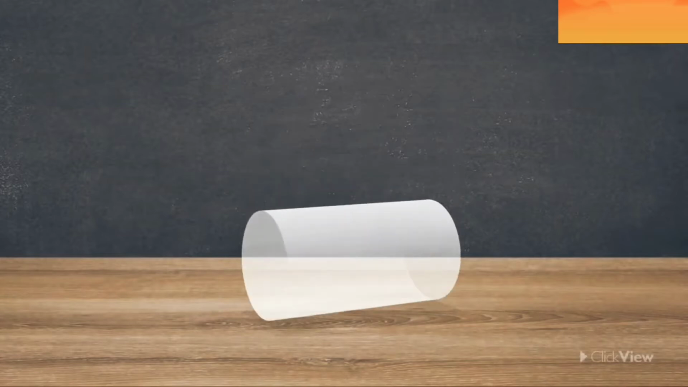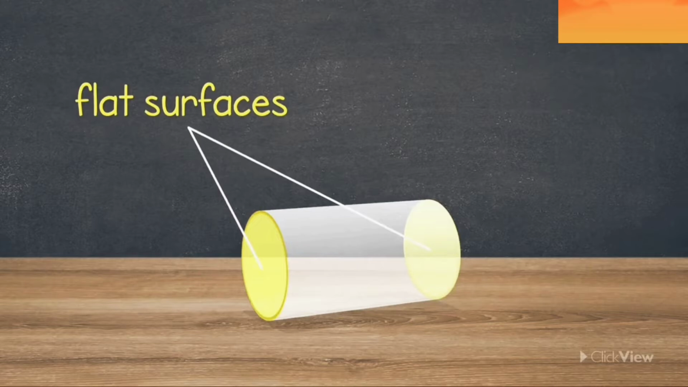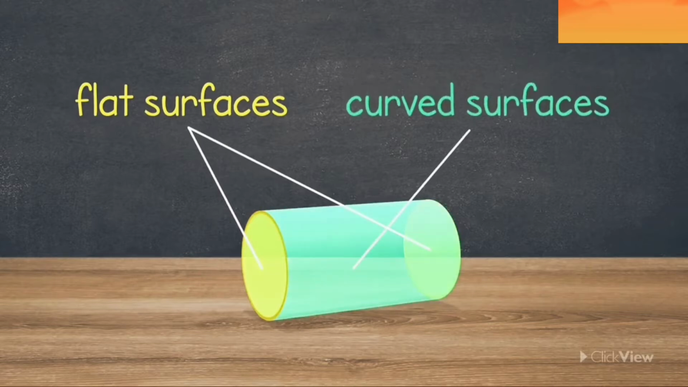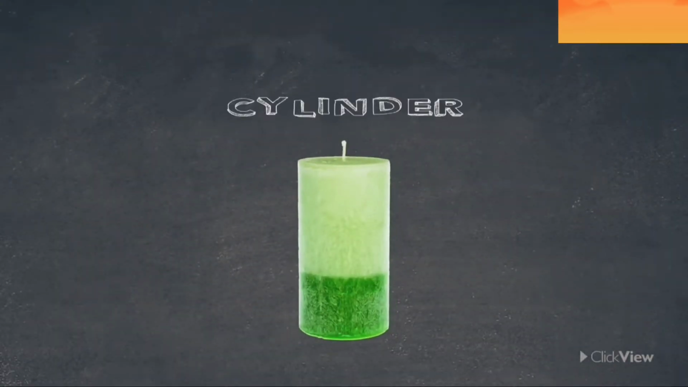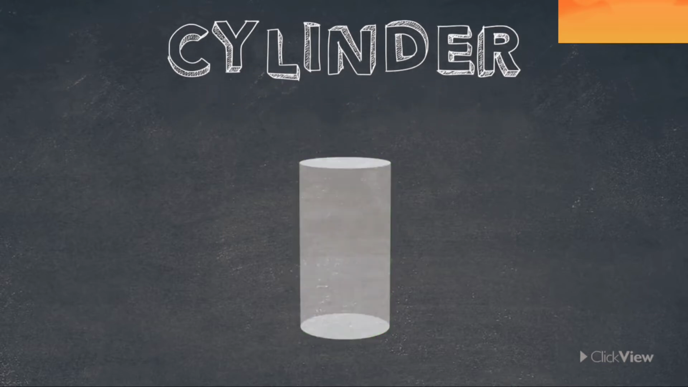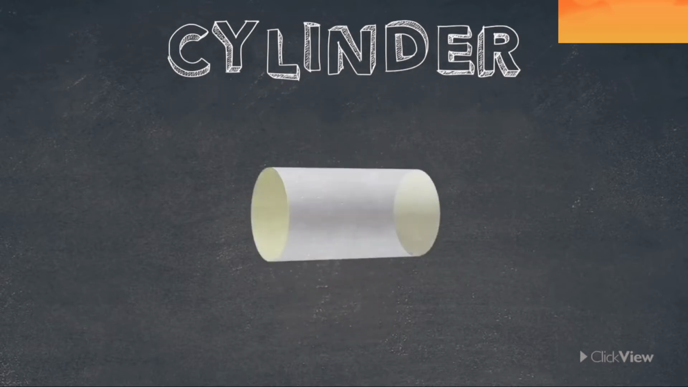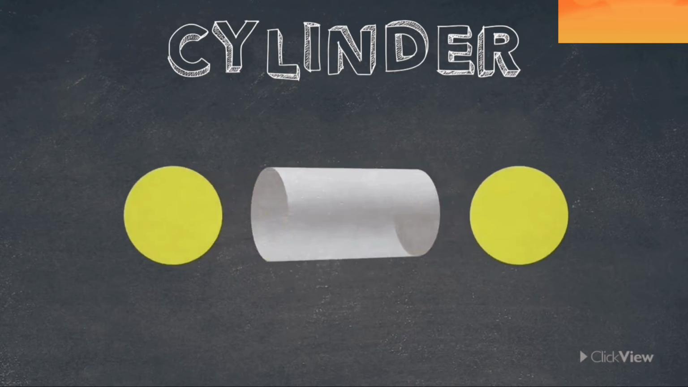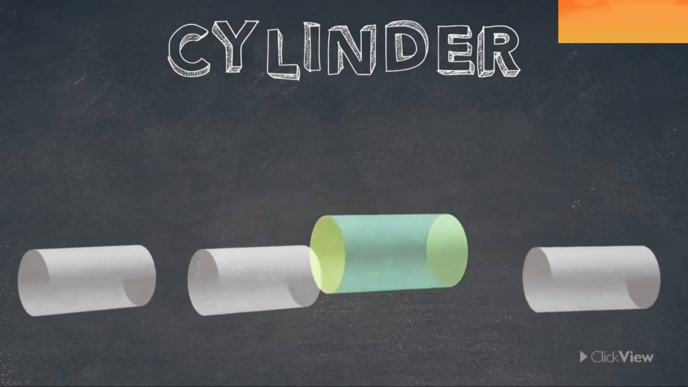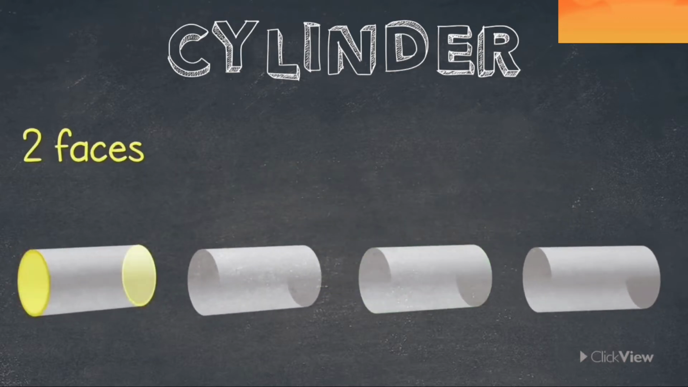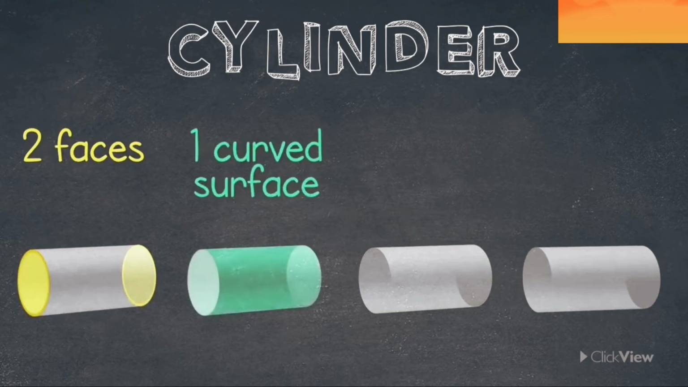However, some 3D shapes have more than just flat surfaces. Some have curved surfaces. But we don't call them faces because faces are always flat. This shape is called a cylinder. A cylinder has 2 circles on each end that are the same size, with a tube in the middle. It has 2 flat faces and 1 curved surface.